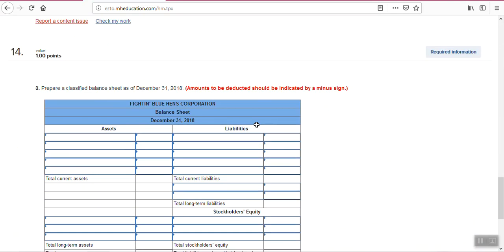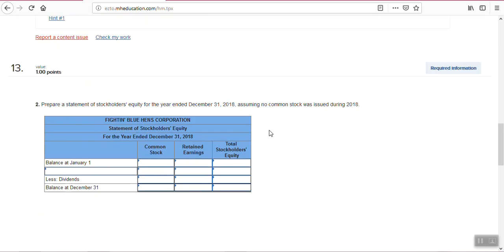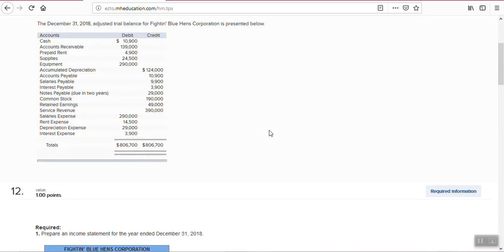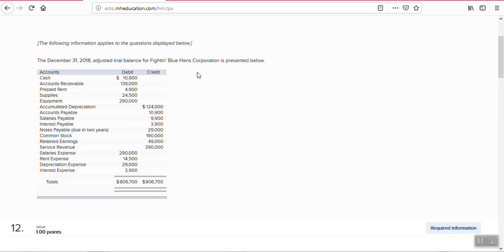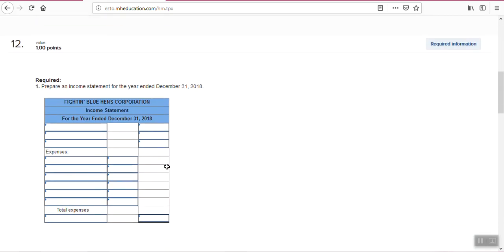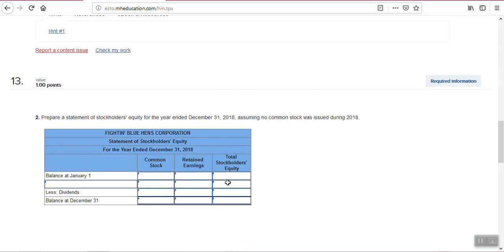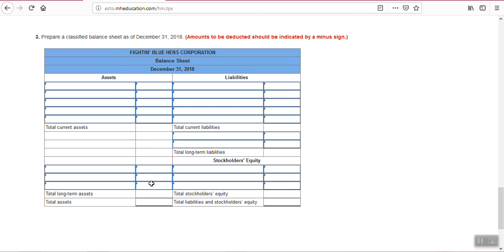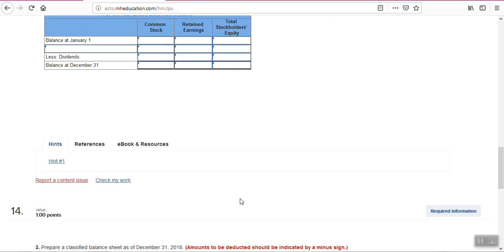All right, so I'm not going to go through this entire problem, but I did want to kind of point you in the right direction on this one. So for this one, it says you've got the adjusted trial balance for Fighting Blue Hens Corporation. So we've got data here, and we're to take this data and plug it into our financial statements. So we're actually creating financial statements. And when we do that, we have to create financial statements in a particular order because they link together. So we're going to do an income statement first, and then a statement of owner's equity, and then a balance sheet.